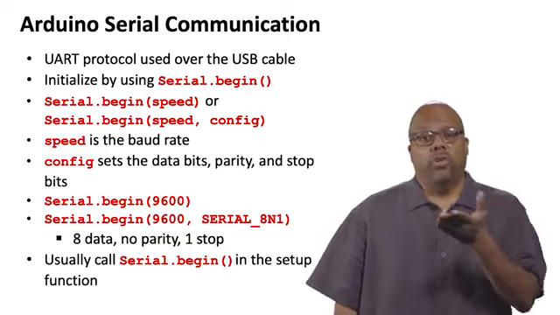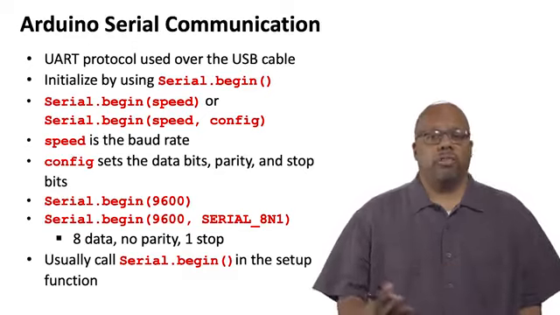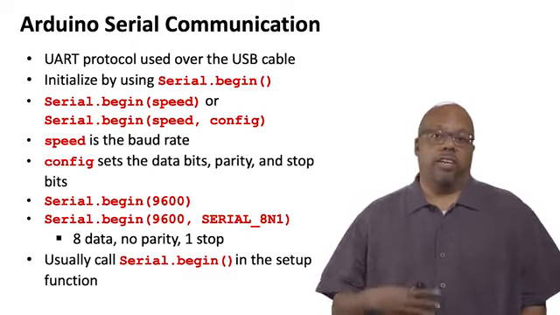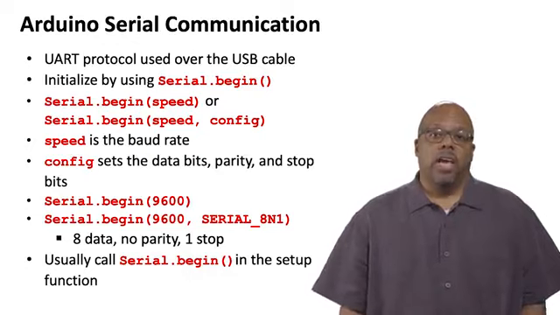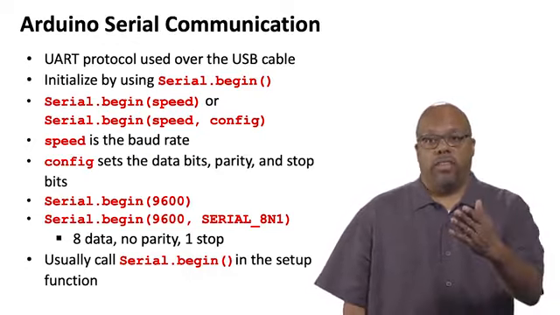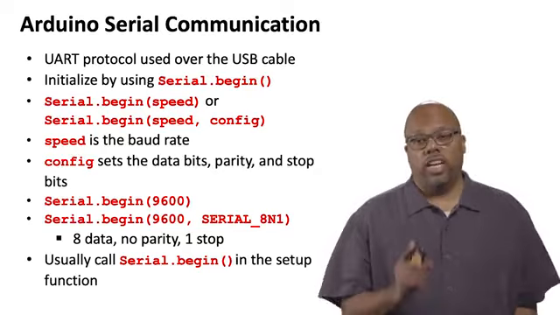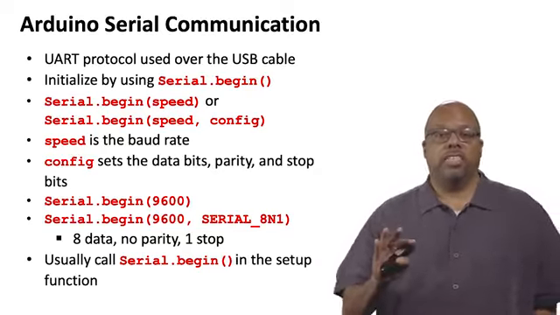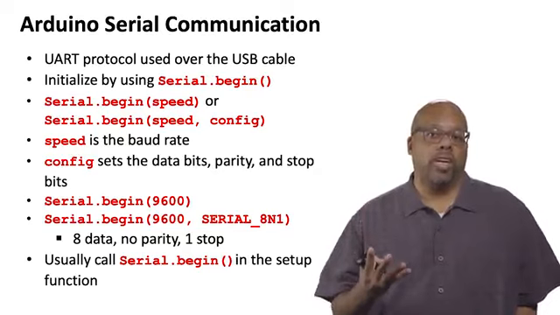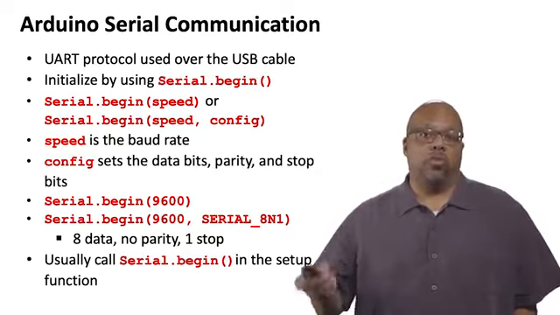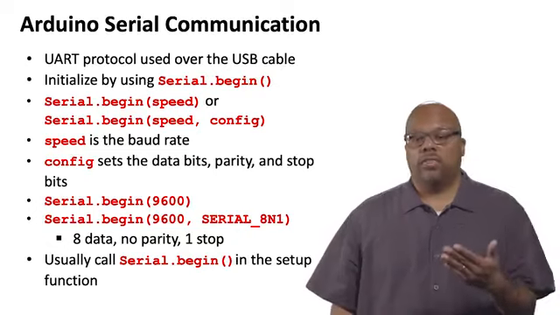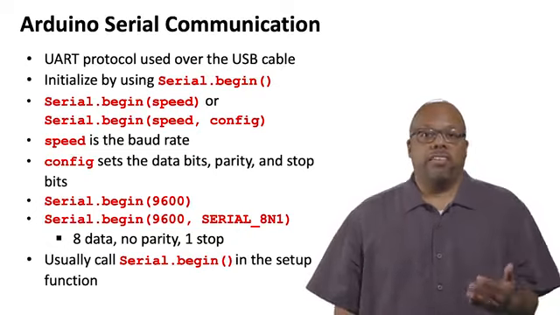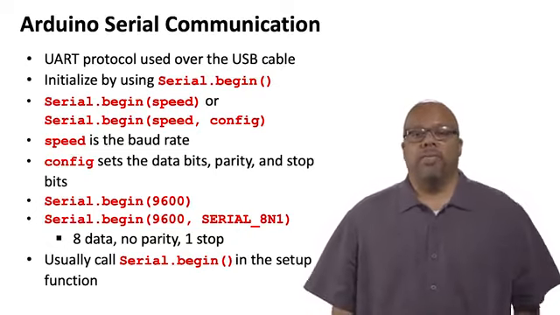So one thing you could do is call Serial.begin(9600). That's common, and that says, okay, send it at a 9600 baud rate. Now, you can also give a second argument, a constant that is associated with a certain configuration. So that's SERIAL_8N1. You just have to look this up, but what that means is 8 data bits, no parity, 1 stop bit.